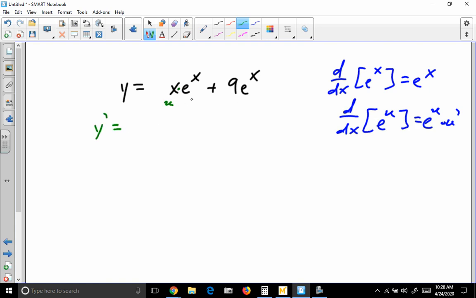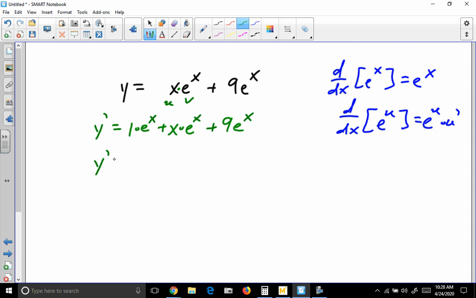So if we call that u and that v, it's the derivative of the first times the second plus the first times the derivative of the second. The derivative of e to the x is e to the x. So that takes care of that term. And then 9 times the derivative of e to the x, which is e to the x.